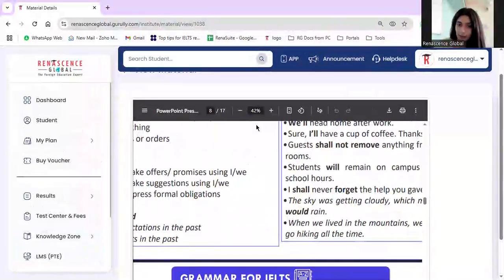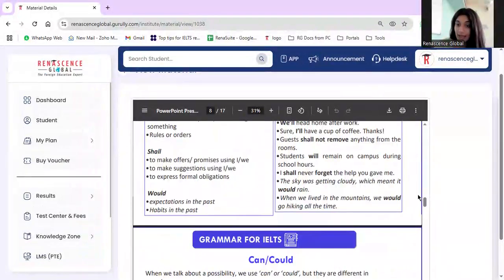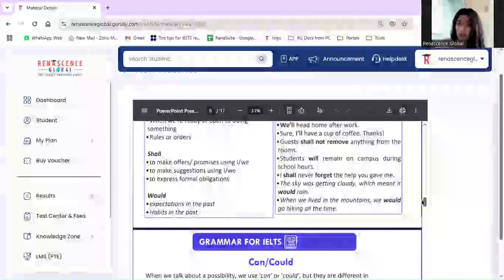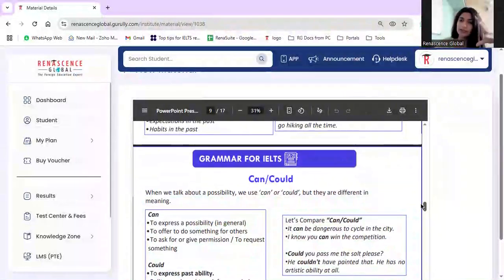Now, if we talk about will, we will head home after work. Sure, I'll have a cup of tea, thanks. Guests shall not move anything. So will is very easy because we use will in the simple future tense as well. So the use of will is very easy.